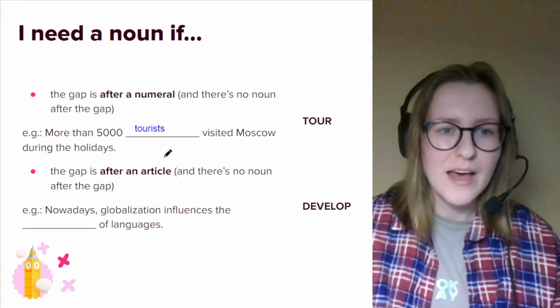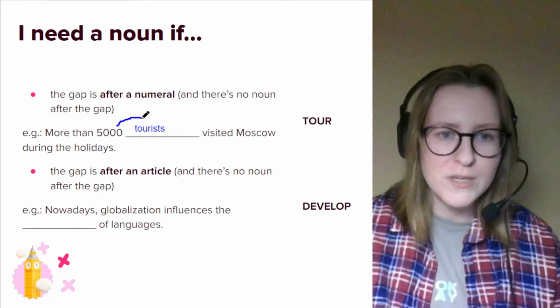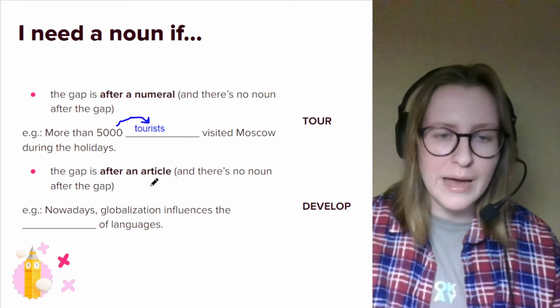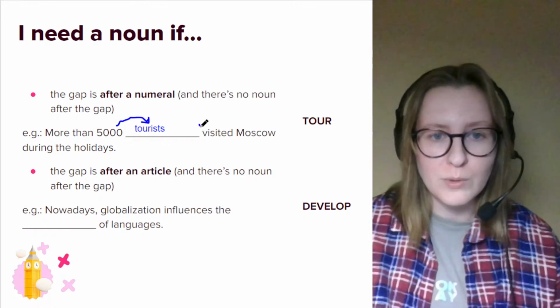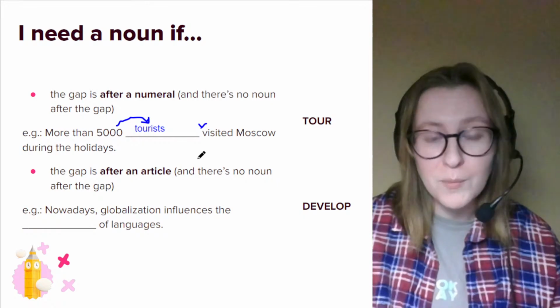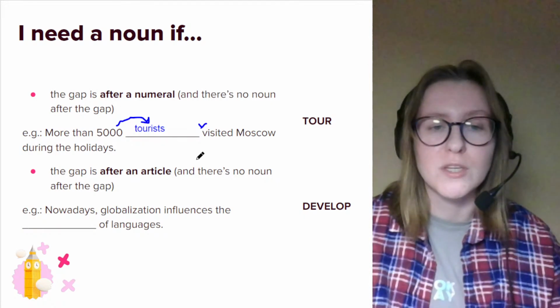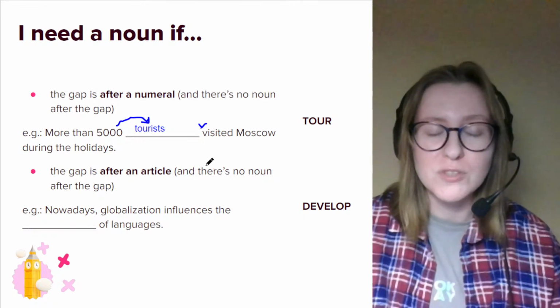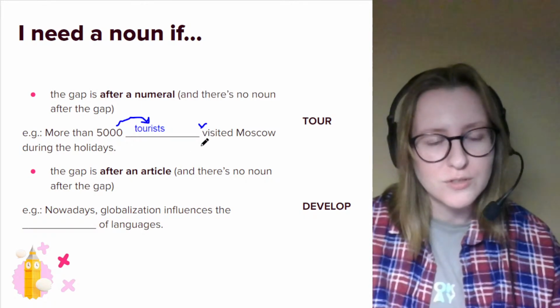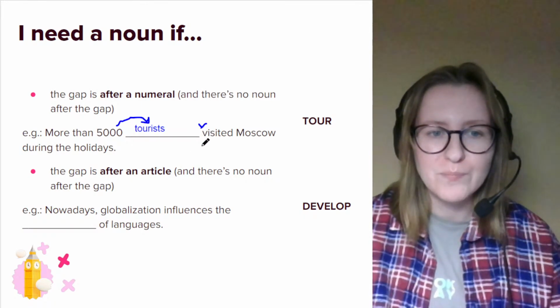Okay, guys, again, our number always describes a noun, right? If we had a noun right here after the gap, then, well, we could have some options, right? For example, we could put an adjective here, but we don't, so we need a noun.